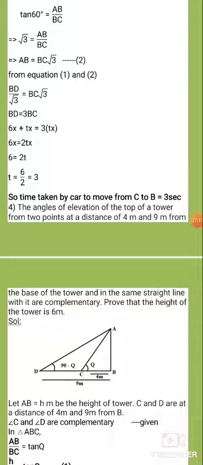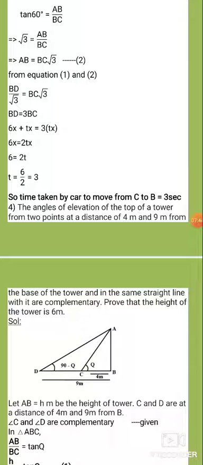Now the next one. The angle of elevation of the top of a tower from 2 points at a distance of 4 meter and 9 meter from the base of the tower and in the same straight line with it are complementary. Prove that the height of the tower is 6 meter. So listen carefully, we know the word complementary. What do you mean by complementary? Yes, the sum of the two angles is equal to 90 degree, which is called complementary angles.